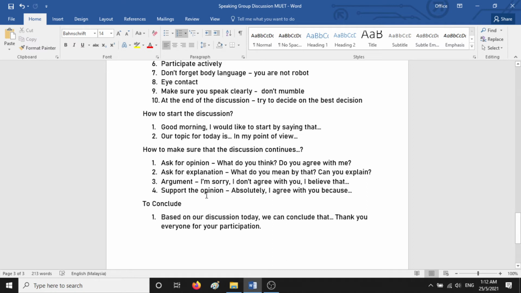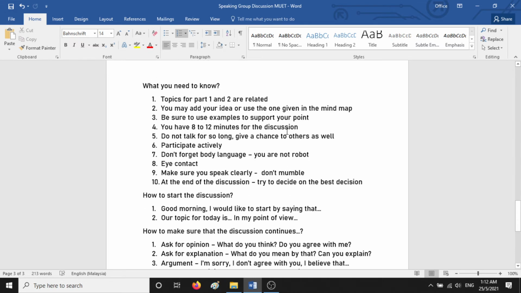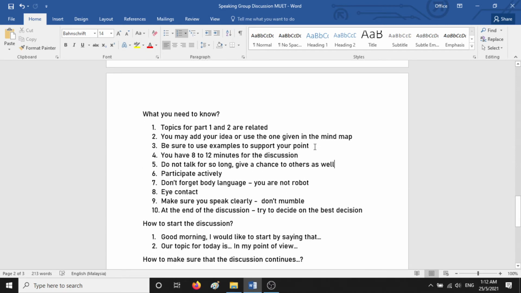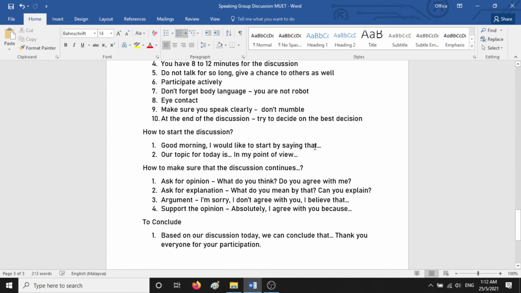The first way to do it is to ask for opinion, especially when the first candidate starts to speak. When you finish your point, for example, you say social isolation is such and such, and the example is like this. When you want to end it, don't just end it like that. Finish your point and then say, what do you think? Do you agree with me? Point it to candidate B or candidate C or candidate D.